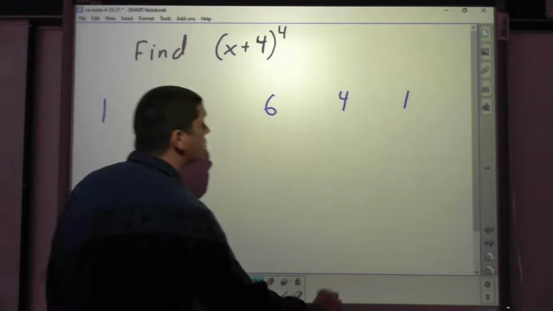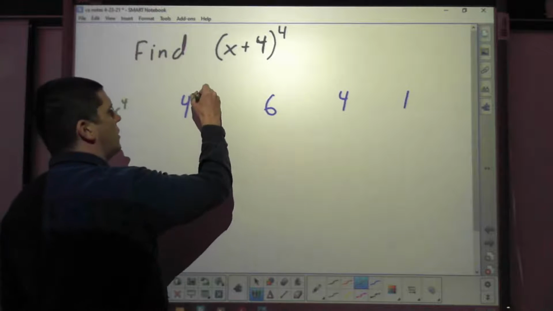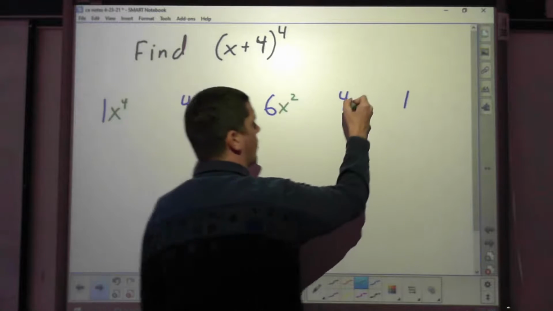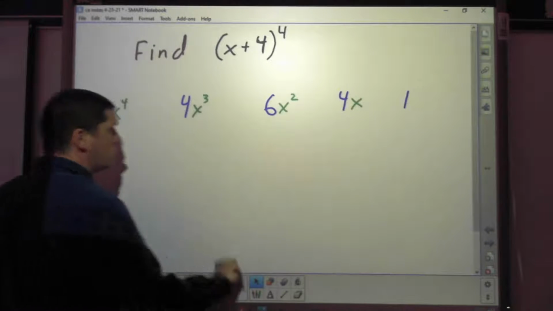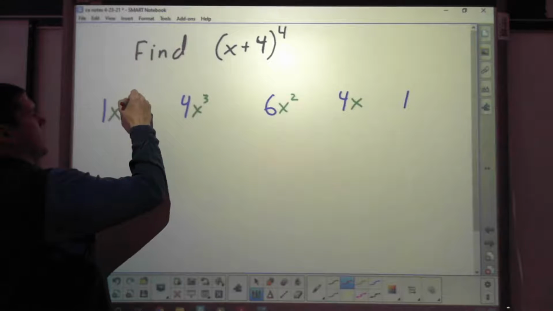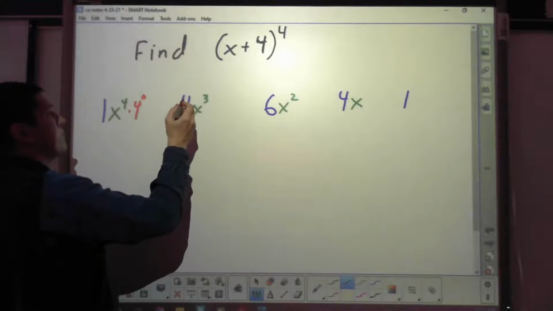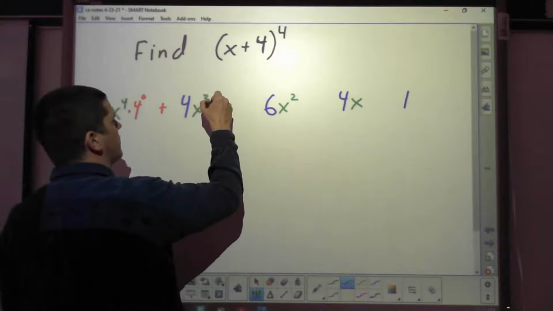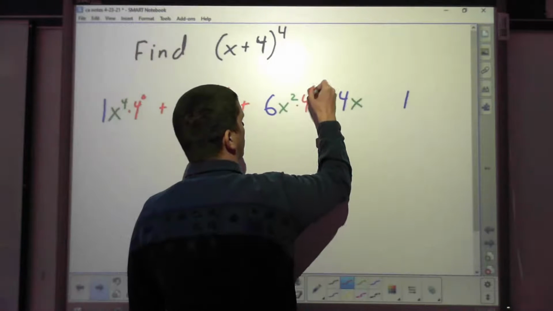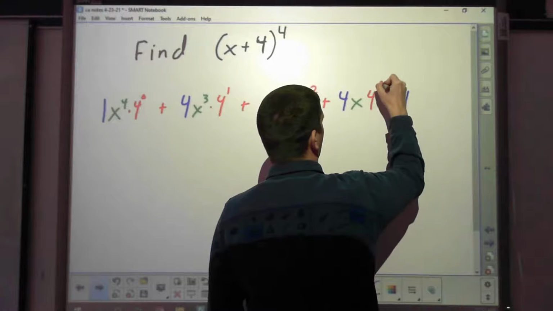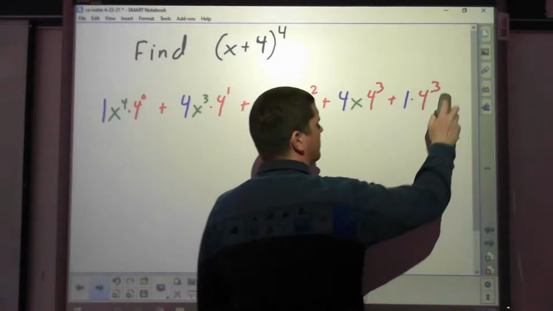All right. So now again, I can go ahead and say, all right, this is x to the 4th, x to the 3rd, x squared, x, nothing there at the end. And then times 4 to the 0, which I'm just going to write for the sake of writing it, plus, and then this is 4 to the 1st, plus 4 to the 2nd, plus 4 to the 3rd, plus 4 to the 4th.